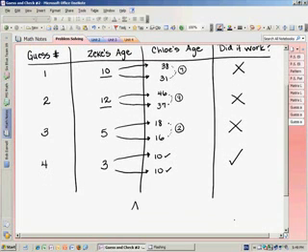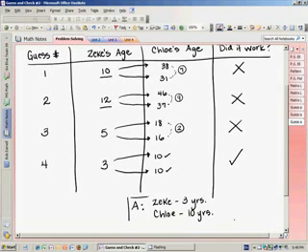So at the bottom we always summarize our answer. And I now know that Zeke is 3 years old, and I know that Chloe is 10 years old. After you've summarized your answer, please put a box around it so that I can find it easily on your paper.